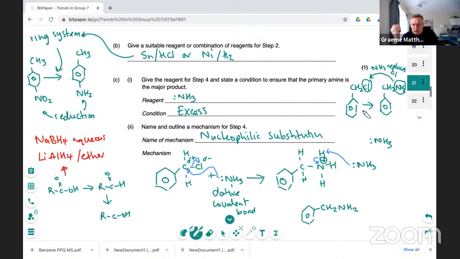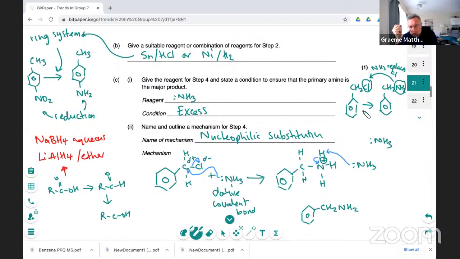Now, chemists, the reason why I'm doing these synthesis questions with you today is because you know what a nucleophilic substitution reaction is. You've done this reaction in year 12 with alkyl halides. All they've done is put on a benzene ring to kind of throw you for a loop.